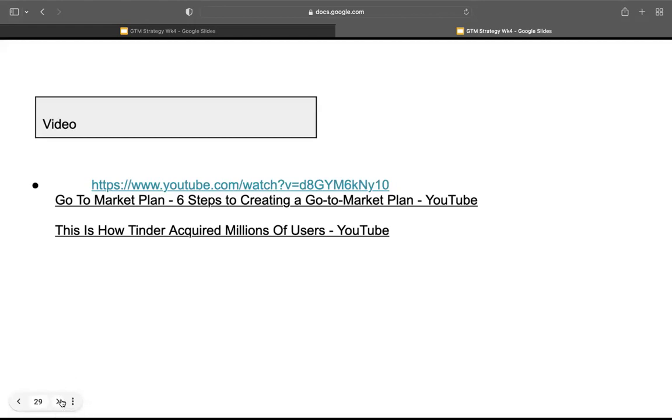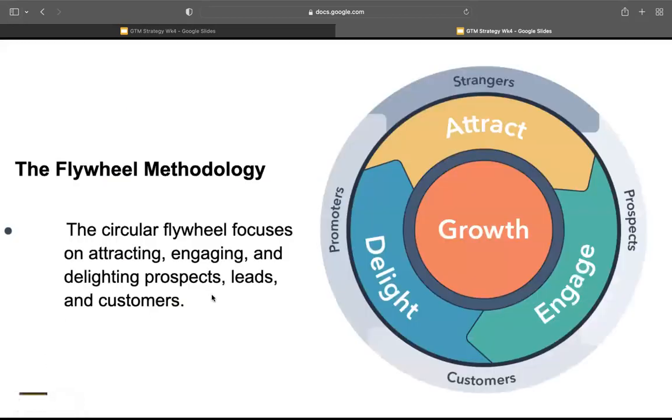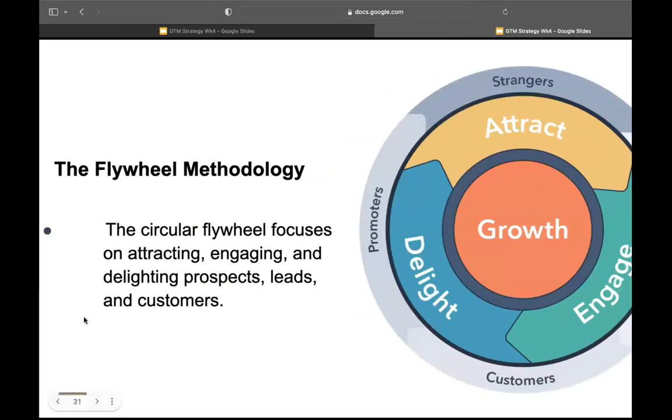We'll watch this video once we're done with the class. We're almost done. Go to market methodologies. We have funnel and we have flywheel. The flywheel methodology. I think the funnel is also here. Why didn't I add the funnel? When is this thing going to load? I'm coming.